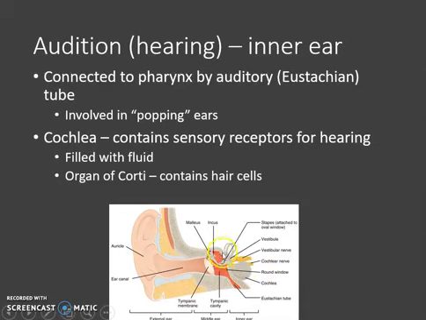In the inner ear here, we also have the cochlea, which looks kind of like the shell of a snail. And this is where the actual sensory receptors for hearing exist. And it's filled with fluid. And there's a special structure called the organ of Corti located in the cochlea that contains hair cells. And the hair cells are what bend when sound waves enter through the ear and reach the organ of Corti.